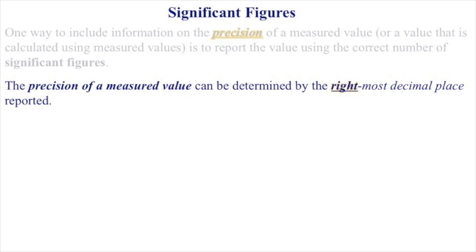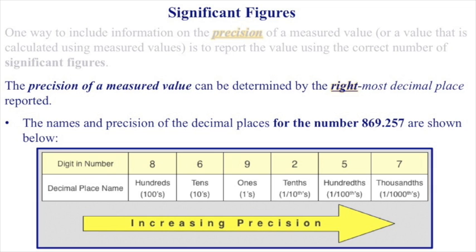The precision of a measured value can be determined by the rightmost decimal place reported. For example, let's consider the precision for the number 869.257. The names and precision of the decimal places for this number are shown in the view graph. Notice that the precision increases as you move to the rightmost digits. This number is precise to the thousandths place.